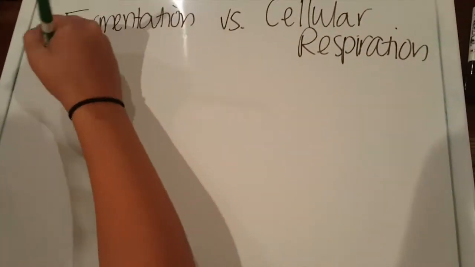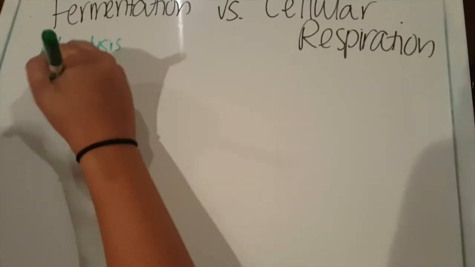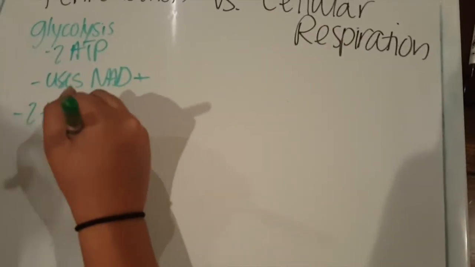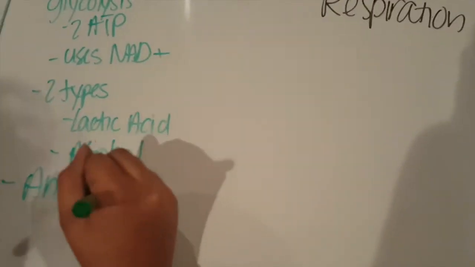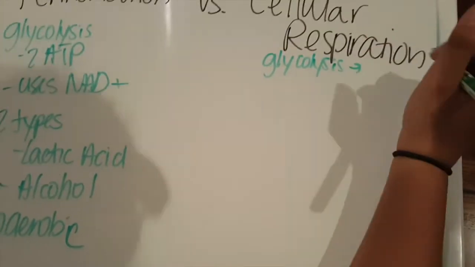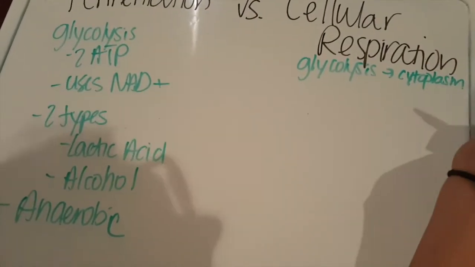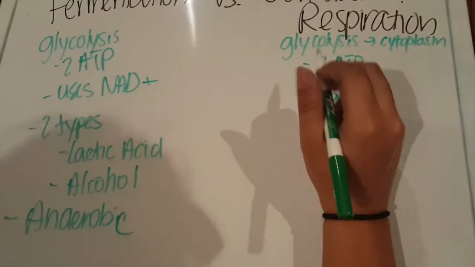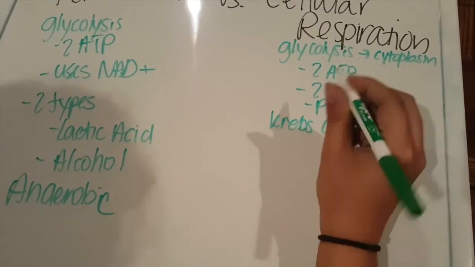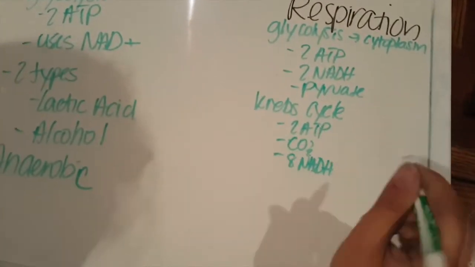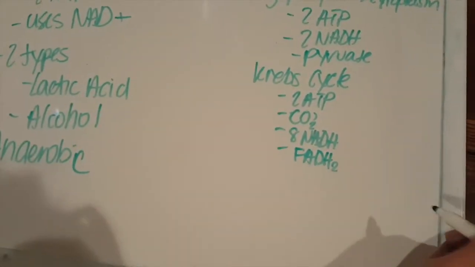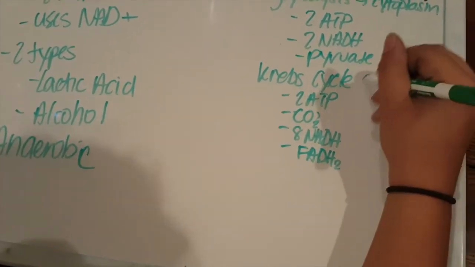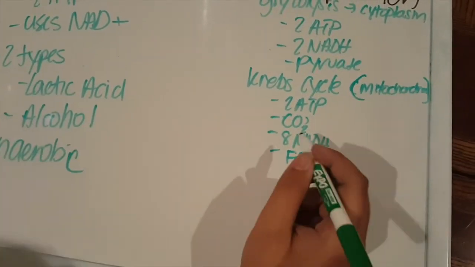We're now going to talk about fermentation versus cellular respiration. Fermentation has glycolysis reactions that use 2 ATP and NAD+. There are two types, lactic acid and alcohol. Fermentation is anaerobic. Cellular respiration starts with glycolysis, which takes place in the cytoplasm. This makes 2 ATP, 2 NADH, 2 pyruvates, and then the Krebs cycle, which is aerobic, makes 2 ATP, 2 carbon dioxide, 8 NADH, and 2 FADH2, which takes place in the mitochondria.